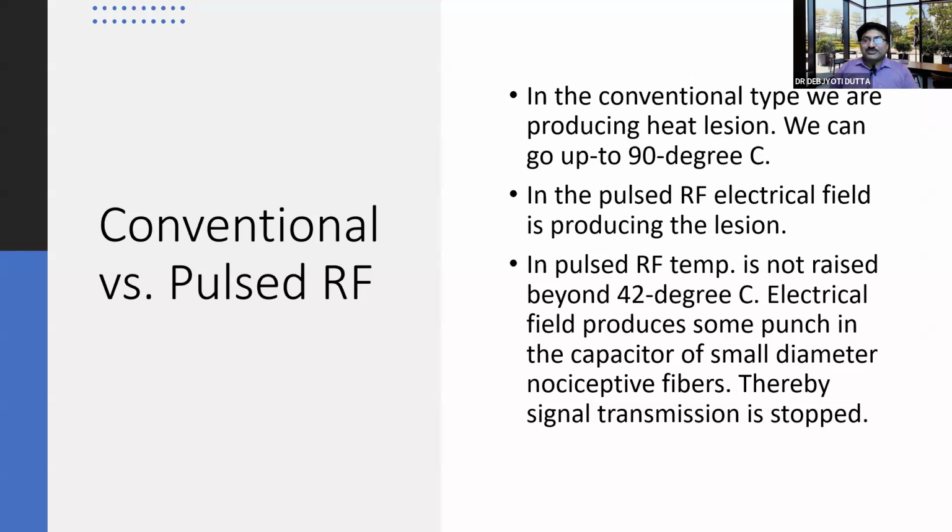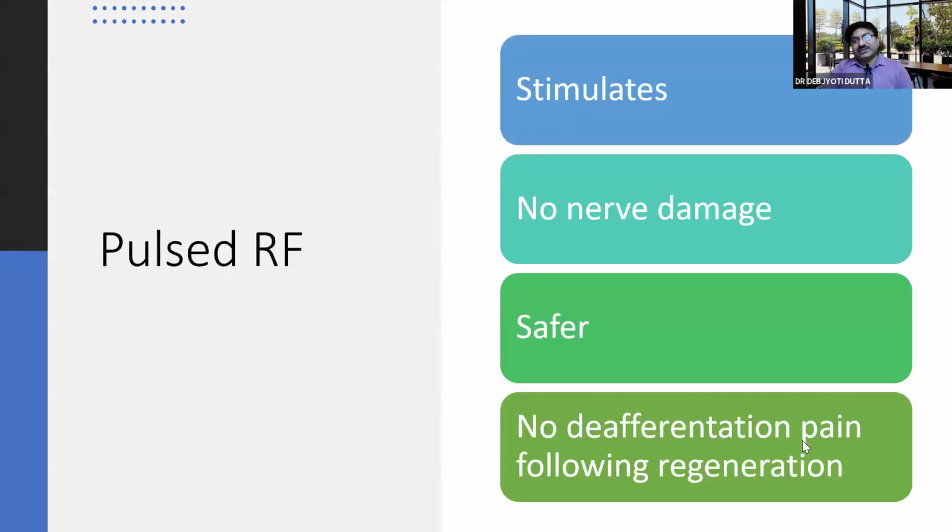So the big difference between the pulse and conventional radio frequency is that pulse does not produce any heat lesion. Pulse temperature is fixed at 40 degrees Celsius, but pulses are given in a punch so that there is modulation in the nerves. There are a lot of theories, like some say there is some gene expression. Nothing is proved. So we do not know the exact mechanism, but it is proved that pulse radio frequency can reduce the pain.